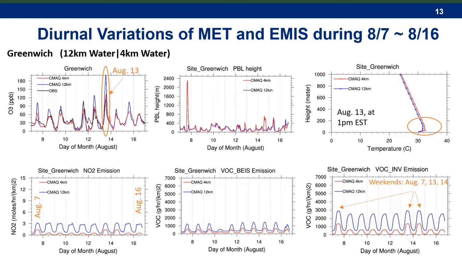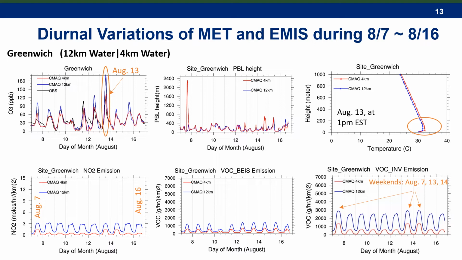The VOC-NV is the sum of all VOC species from anthropogenic emission before speciation. Here, we converted the emission data units to moles per hour per unit area or grams per hour per unit area so that 12 and 4 km emissions can be compared side by side.